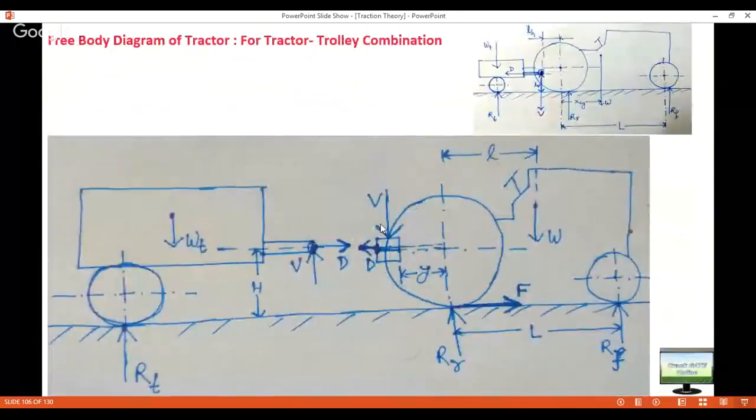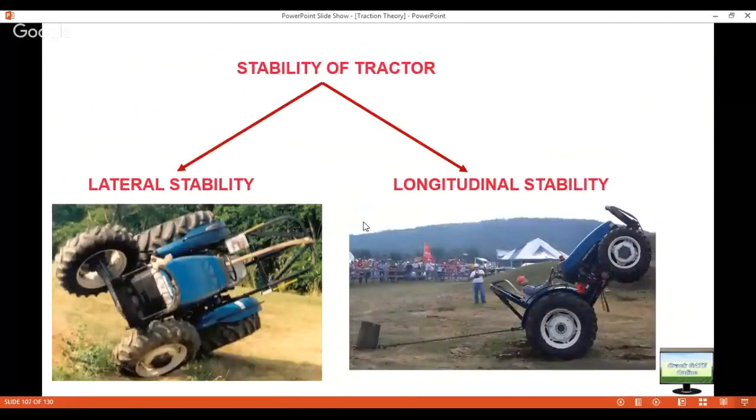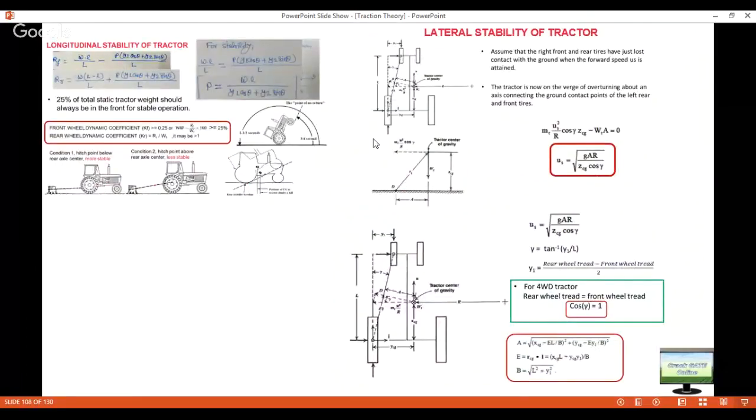Now guys, the same thing will happen when you are using the tractor with a trolley. Stability, as I have already told you, is related to safety, and anything related to safety is extremely important. So again, both lateral as well as longitudinal. If you increase the height of your hitch point, then your tractor stability will be different. If you reduce the hitch point height, your tractor will be more stable. If you increase the hitch point height, your tractor will be less stable.